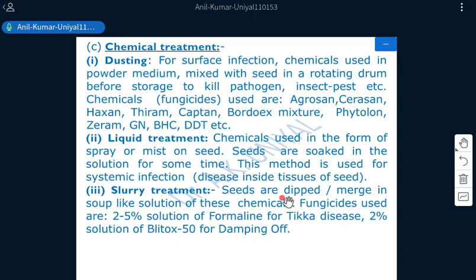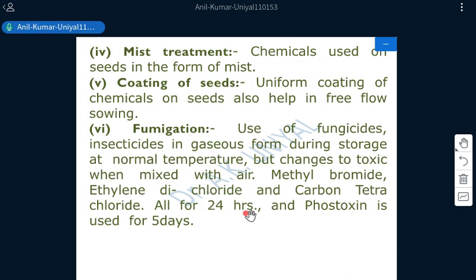Then we have slurry treatment. Seeds are dipped or immersed in a soap-like solution of these chemicals, and fungicides used here are 2 to 5% solution of formalin for tikka disease, and 2% solution of Blitox 50 for damping-off diseases. Okay, then we have mist treatment, with chemicals used on the seed in the form of mist. And then we have coating of seeds. Uniform coating of chemicals on the seed also helps in free flowing, besides the treatment or protection against fungus and insects also.